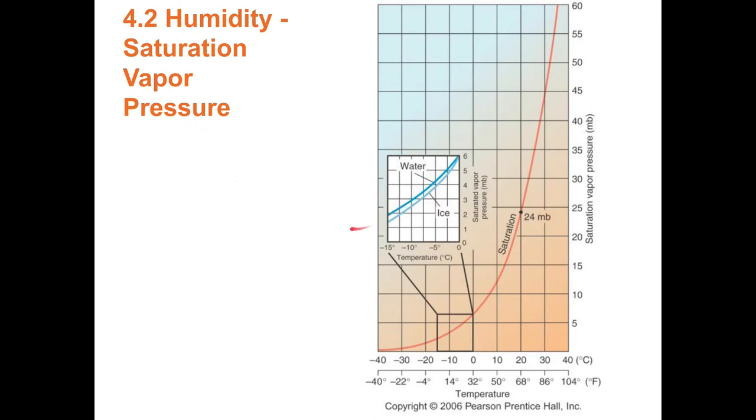It's interesting that the relative humidity over ice is lower than the relative humidity over water, even at the same temperature. So what that means is you'll have condensation over ice or sublimation onto ice before you get condensation onto water. And that'll be important when we talk about hole punch clouds, a very special kind of cloud.